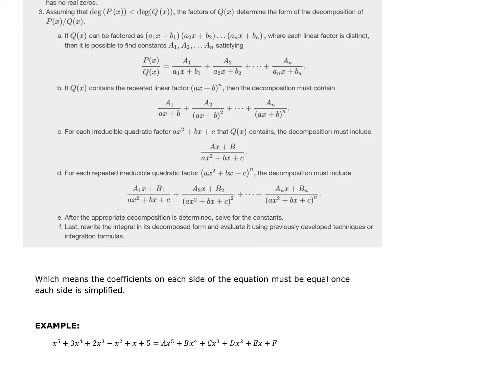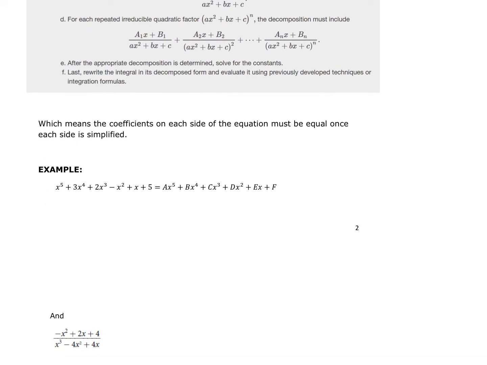So let's take a look at this example in which I'm asked to figure out what the appropriate a, b, c, d, e, and f are when it's equal to this polynomial. And then we'll do a partial fraction decomposition down here. So what I'm going to do is start with x to the fifth. The coefficient on the left side is 1, and the right side is a, so that a is 1.